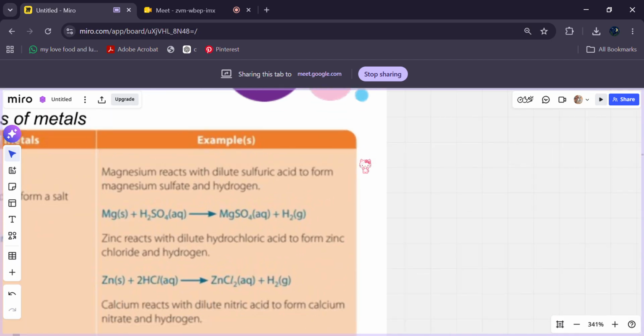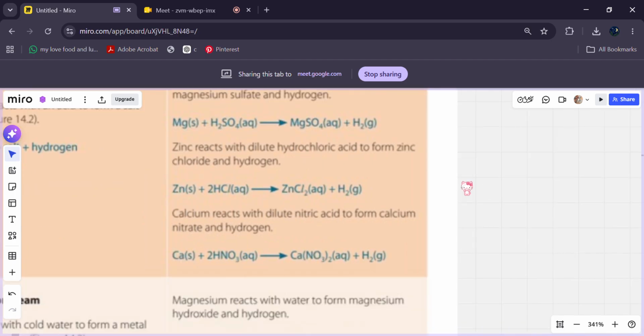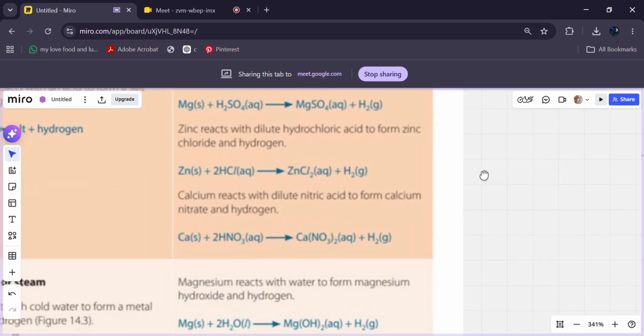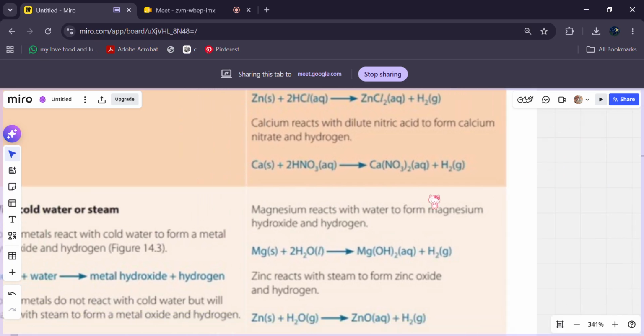Here are a few examples. Magnesium reacts with dilute sulfuric acid to form magnesium sulfate and hydrogen. Zinc reacts with dilute hydrochloric acid to form zinc chloride and hydrogen. Calcium reacts with dilute nitric acid to form calcium nitrate and hydrogen.